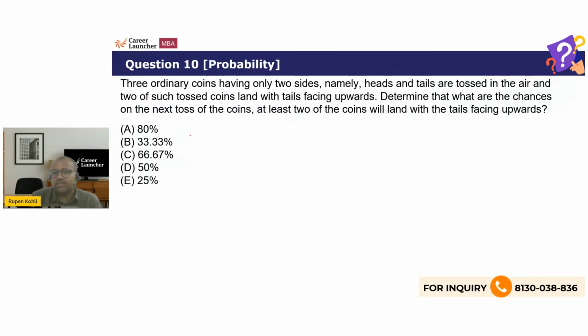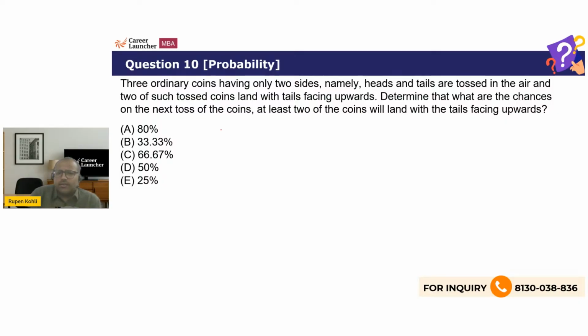That is the whole concept of random events, that outcomes don't impact each other. So simply just cross this out, nothing to do with that. What has happened has happened. Now simply see what is the chance that at least two will land with the tails facing upwards.